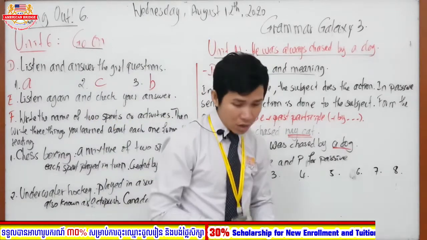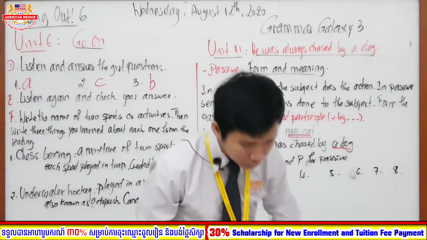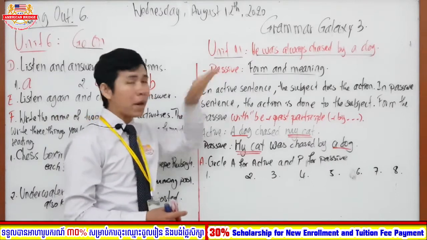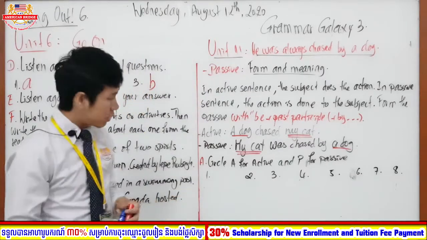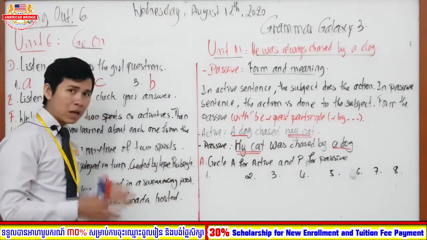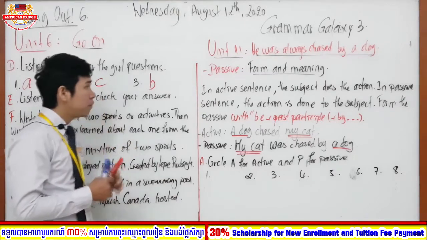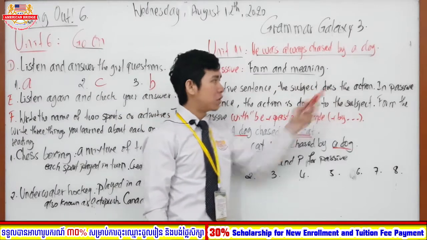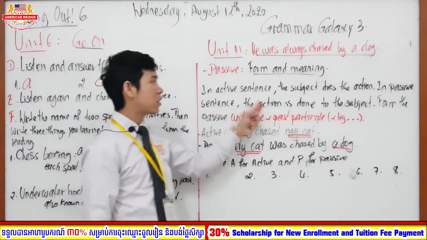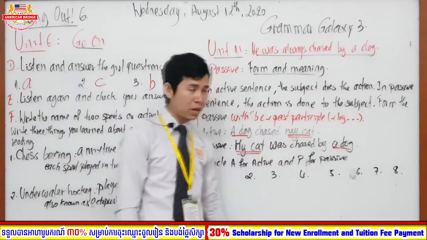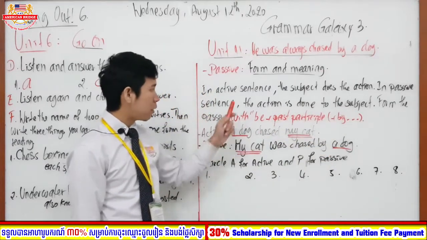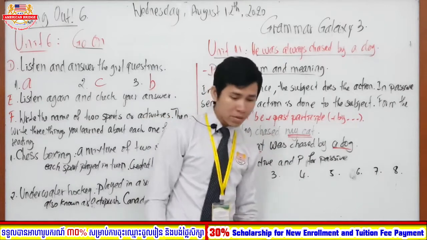Okay, right. So here it means that it's going to talk about the passive form, and also its meaning. Everyone, let's look at the board together, and I'm going to explain each point. In an active sentence, the subject does the action. In a passive sentence, the action is done to the subject. Passive is formed with be plus participle, plus the word by.